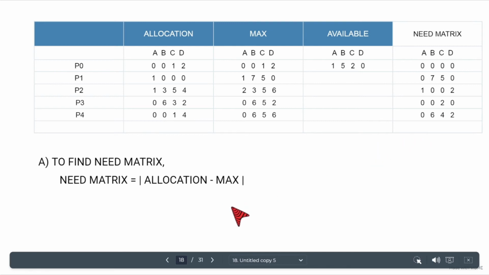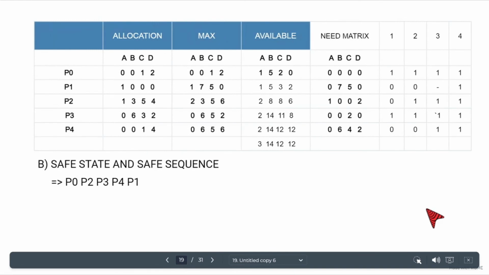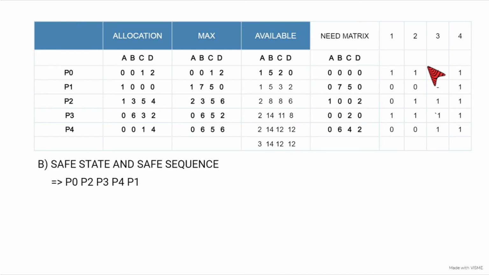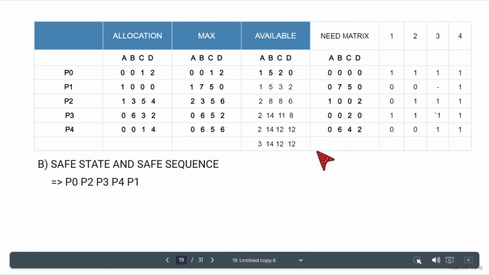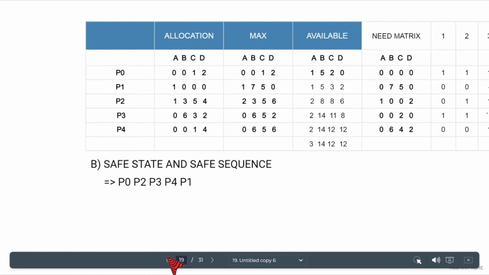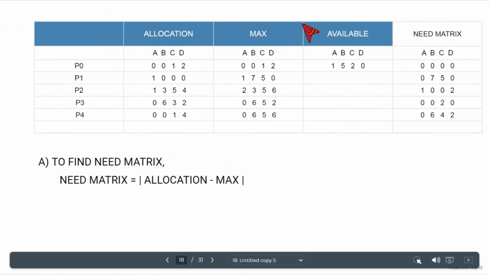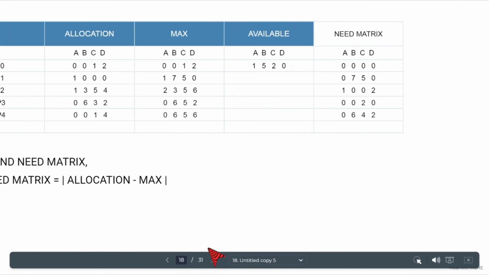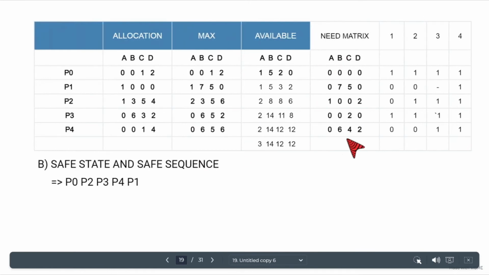What do we have to find next? The safe sequence. Let us see how to find the safe sequence. Forget about all the things that are filled in. I will teach you step by step, so don't concentrate on everything else. Just focus on what I am saying. The marked things are what we found in the previous slide: these are given in the question, and the need matrix we found. I marked them so that you don't get confused. These are the things we are going to find now.